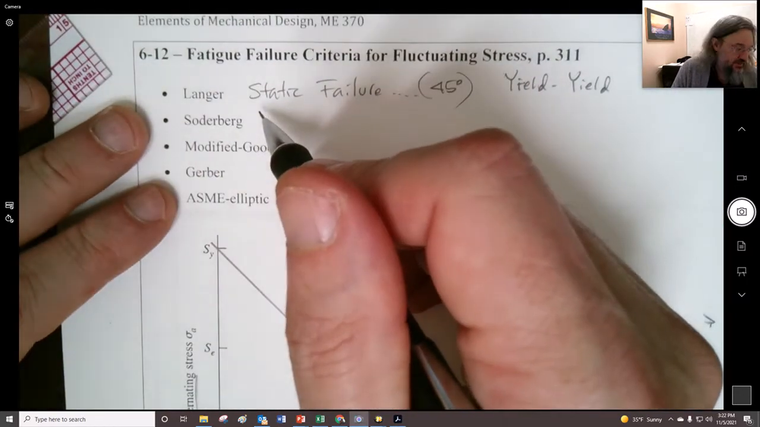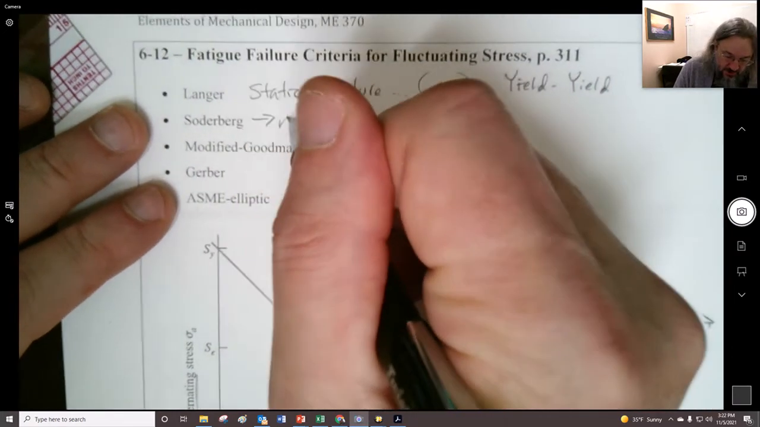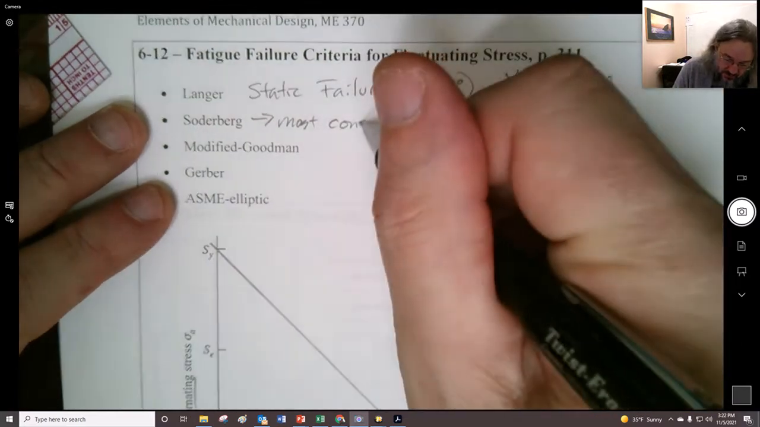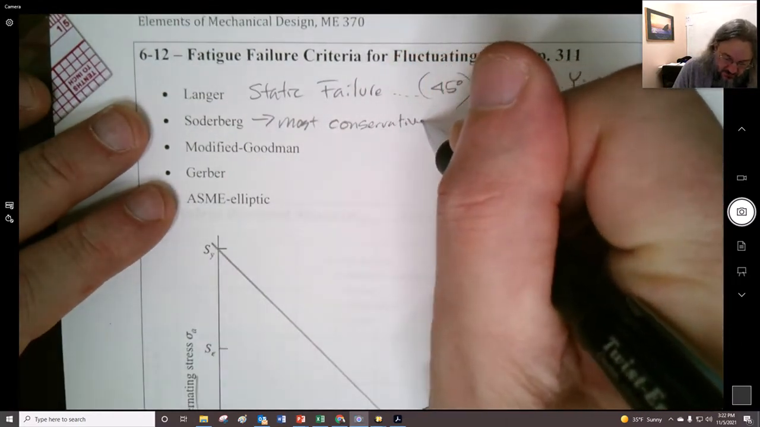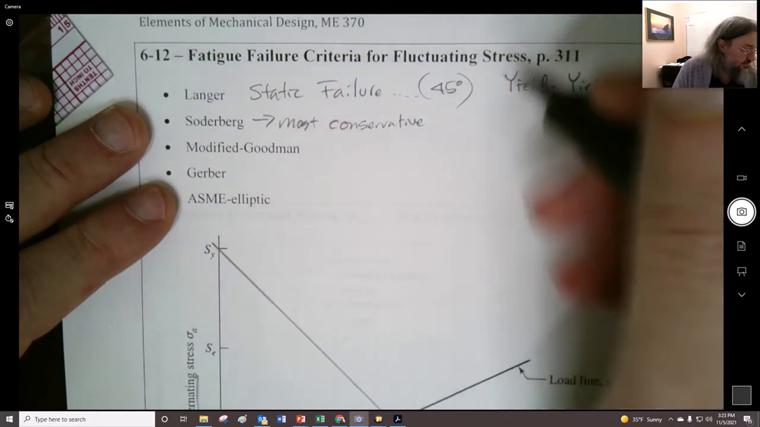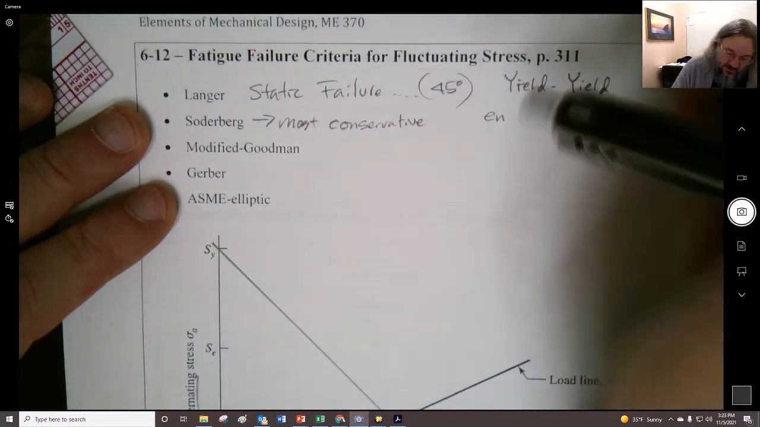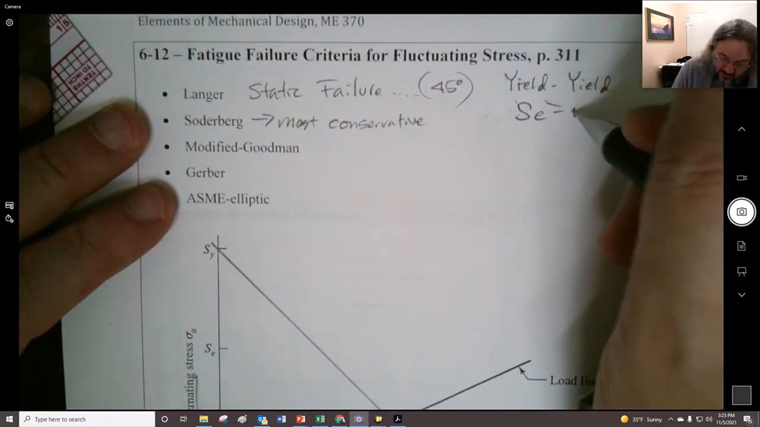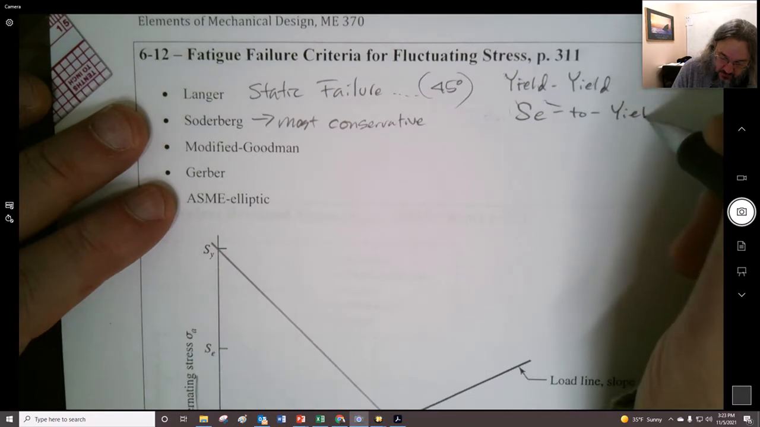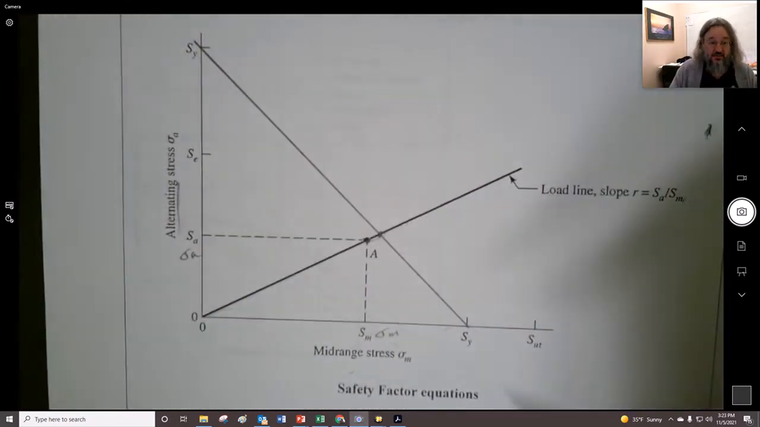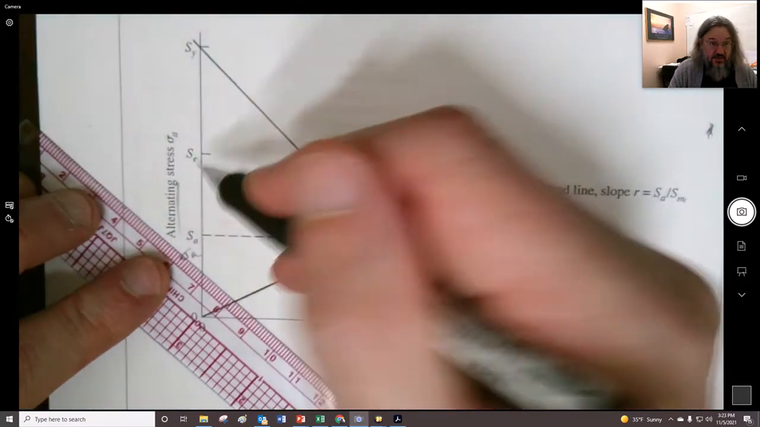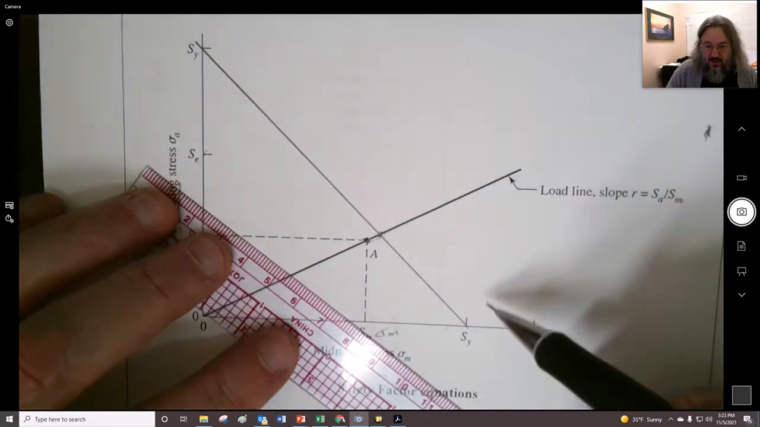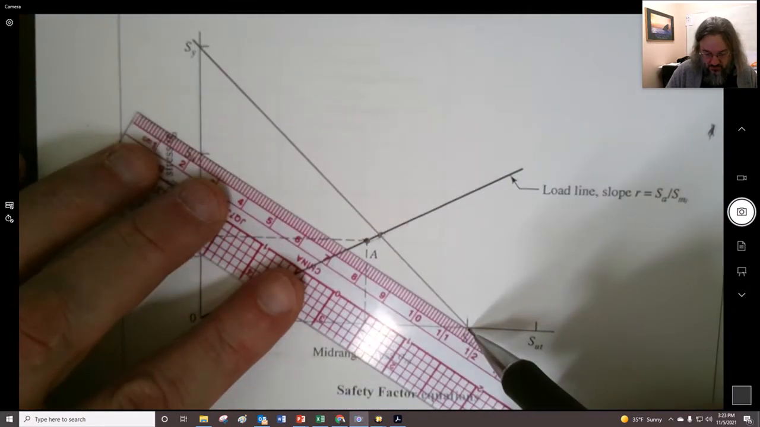So the first one we do is a Soderberg right here, and this is the most conservative of these criteria, conservative, and we can think of this as, I'm going to call it the SE to yield line. This is the SE to yield. So we get the endurance strength, which is obviously less than the endurance strength right there, and we go to the yield strength right here. Boom.